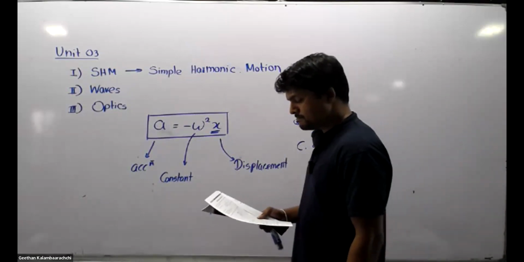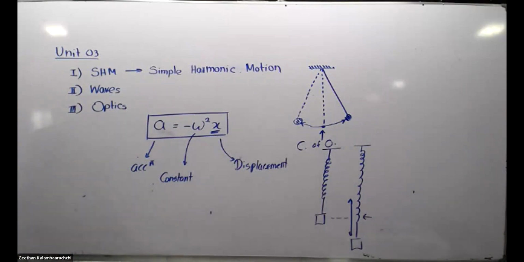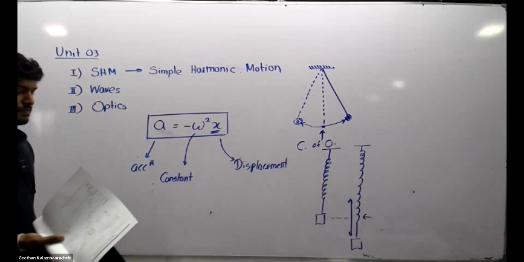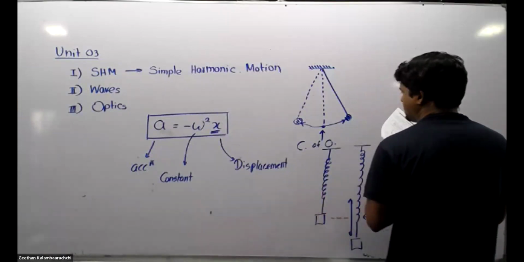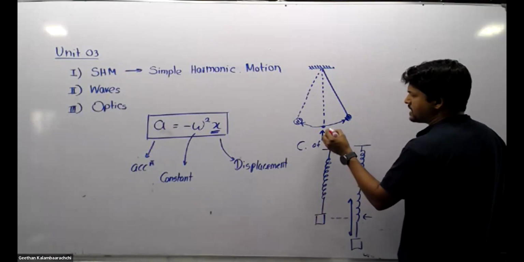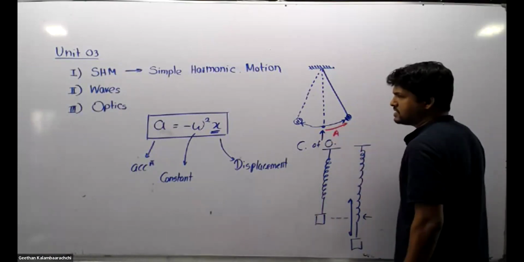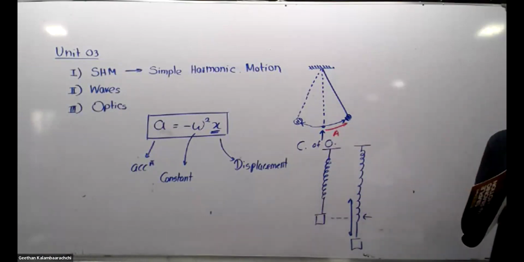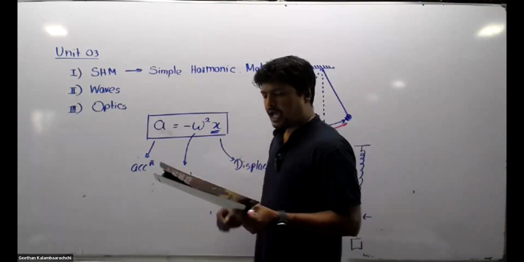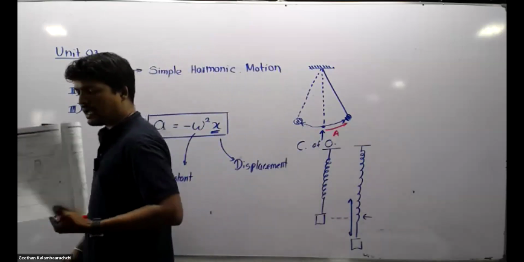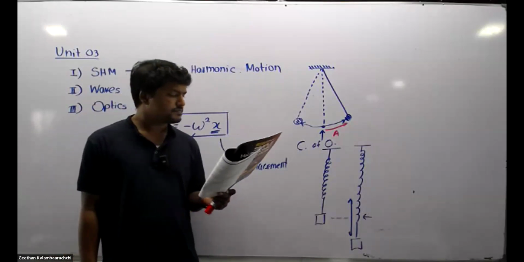Then we talk about the amplitude of simple harmonic motion. Simple harmonic motion has an amplitude. The maximum displacement that it makes from the center of oscillation is called the amplitude. Go to that topic, amplitude, and write the units and dimensions for that.